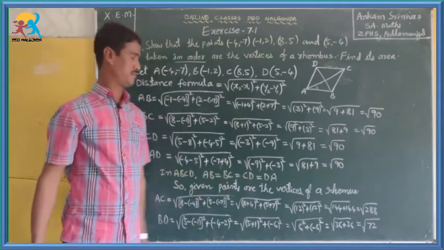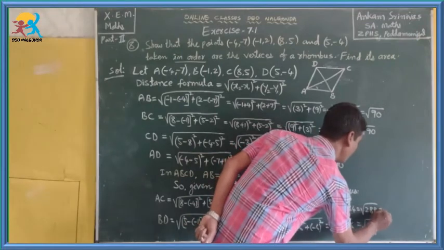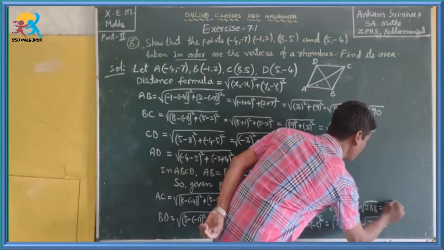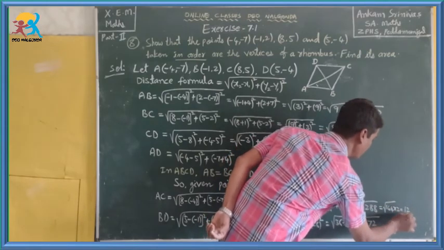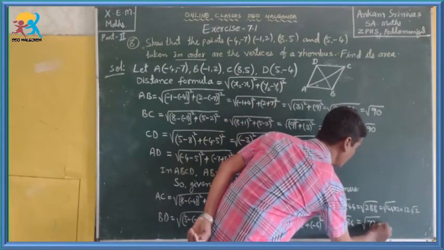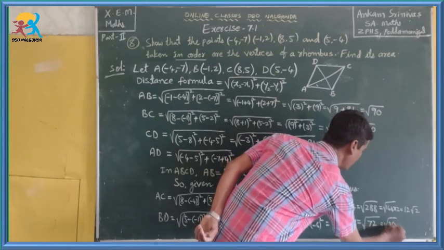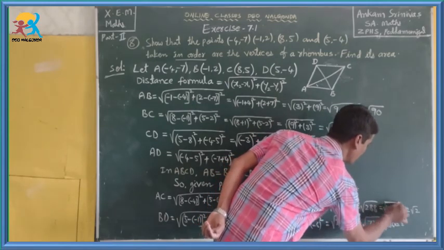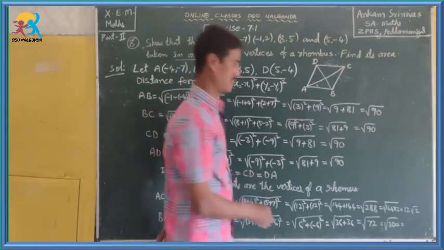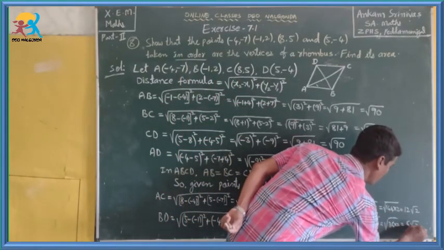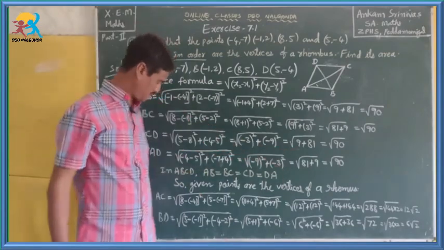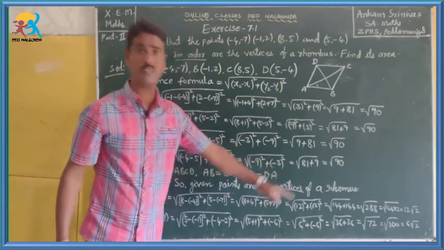Now, if you write the shortest form, this one you can write as the square root of 144 into 2, equals square root of 144, which is 12, and square root of 2. Here also square root of 36 into 2, which is square root of 36 into square root of 2. Square root of 36 how much? 6. 6 root 2. So, length of AC equals 12 root 2. Length of BD equals 6 root 2.